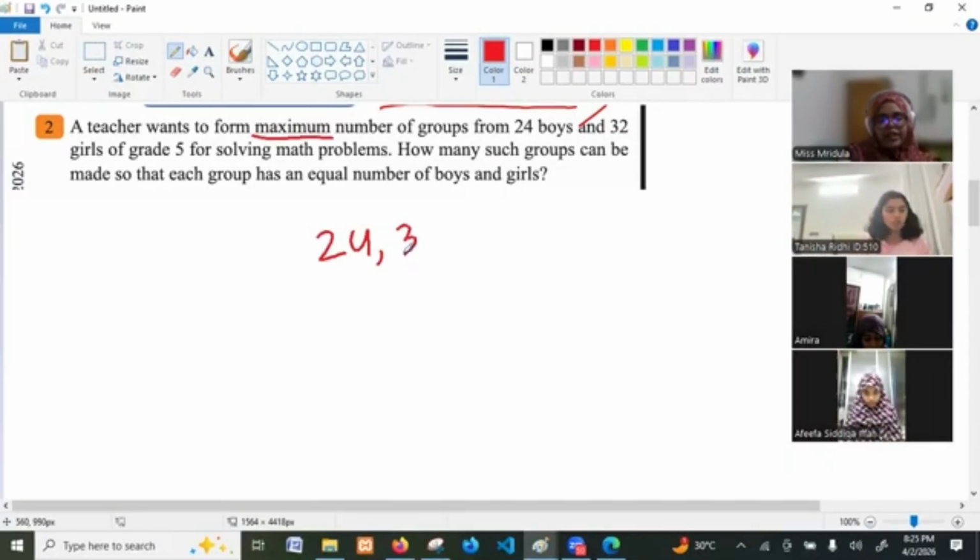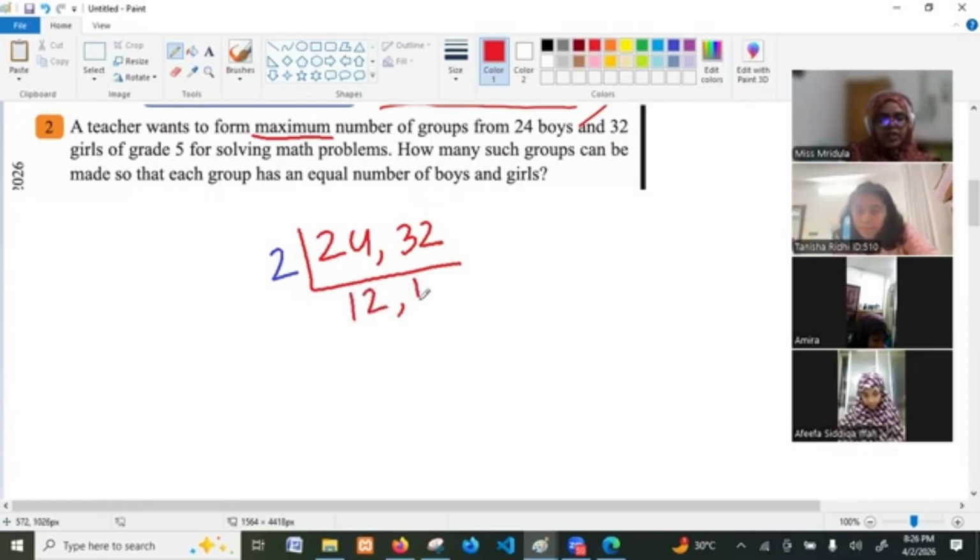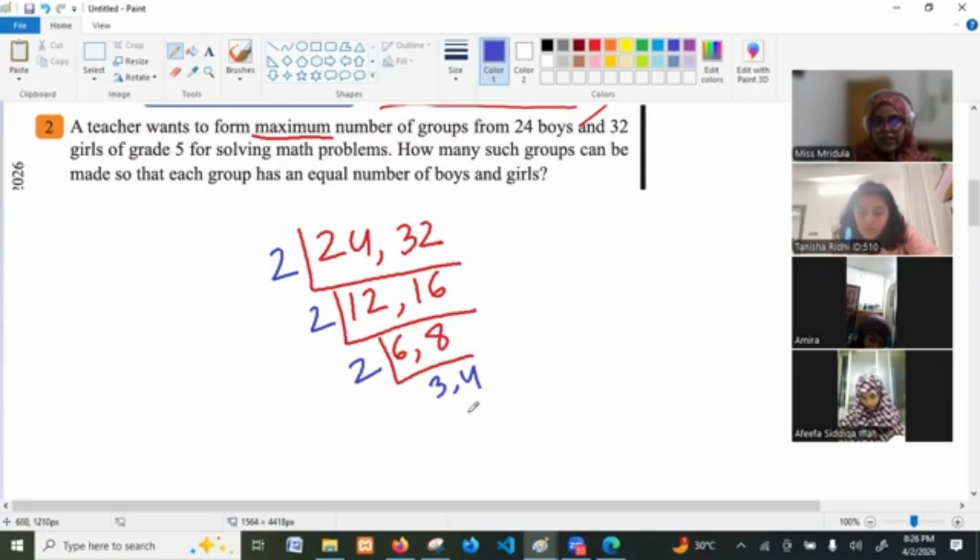So 24 and 32. We can look at them and say that they are both even. So 2 will be a possible candidate. So it will be 12 and 16. Again, both of them are even, so we can take 2 again. So it will be 6 and 8. These are also even, so again 2. We will get 3 and 4. And you can see that 3 and 4 do not have a common divisor, right? So we have to stop here.